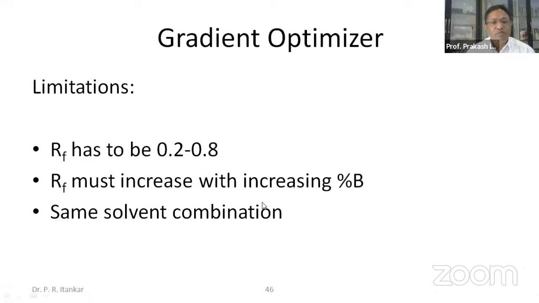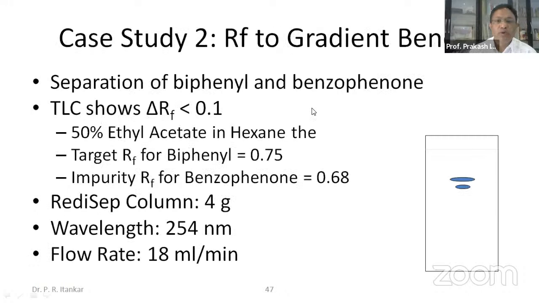RF must increase with increasing percentage. It means that with the increase in polarity of the solvent that you are using in an isocratic system of separation, your RF must also increase. The same solvent combination can be used as you have got from the TLC. So the basic information that you have to derive is from TLC, and that helps. So the RF to gradient benefit can be seen because the data of RF value can be fed in the software of the automatic flash system, and you can achieve the separation.